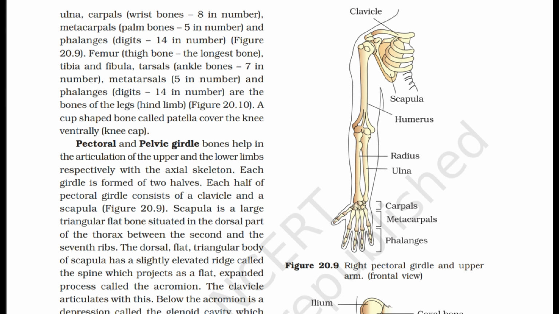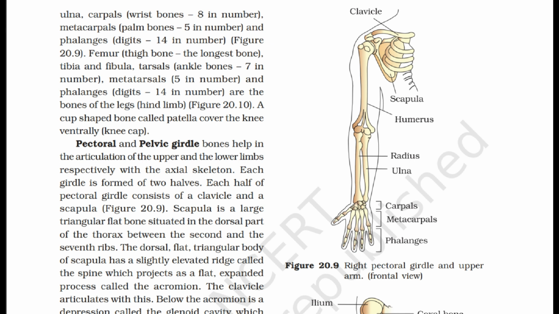Pectoral and pelvic girdle bones help in the articulation of the upper and the lower limbs respectively with the axial skeleton. Each girdle is formed of 2 halves. Each half of the pectoral girdle consists of a clavicle and a scapula. Scapula is a large triangular flat bone situated in the dorsal part of the thorax between the 2nd and the 7th ribs.